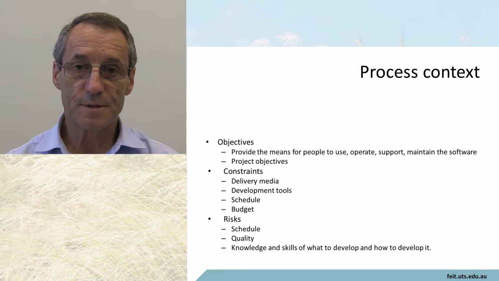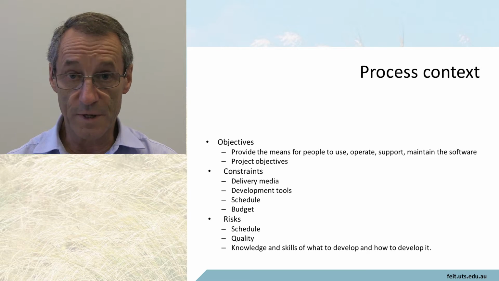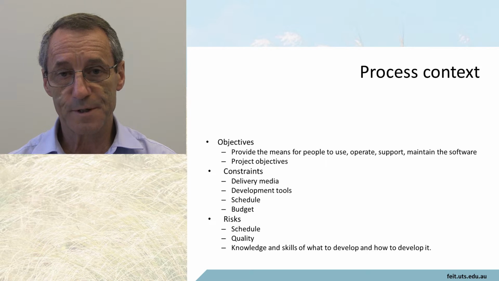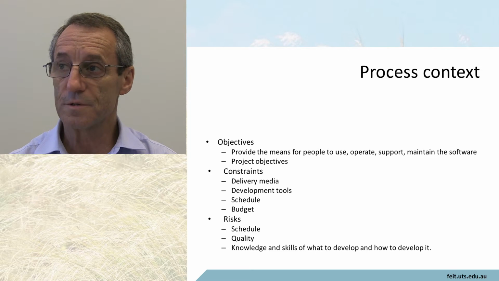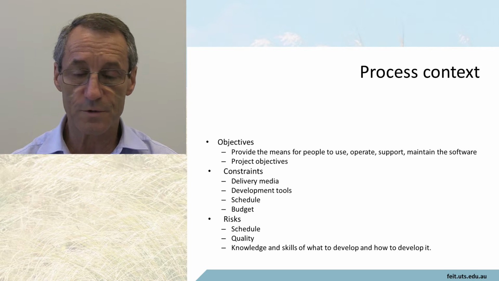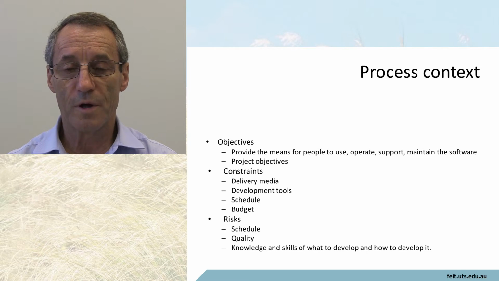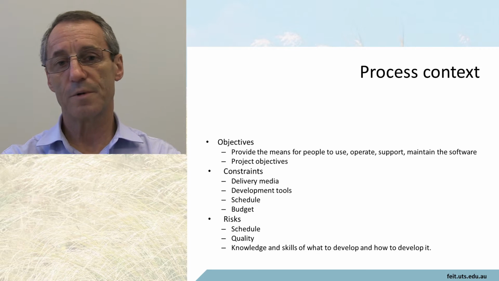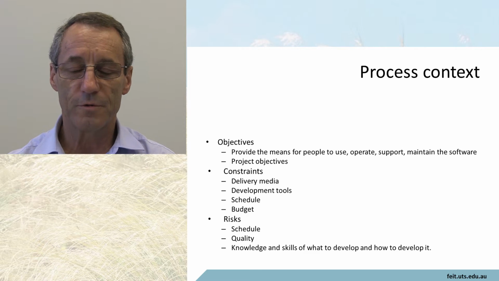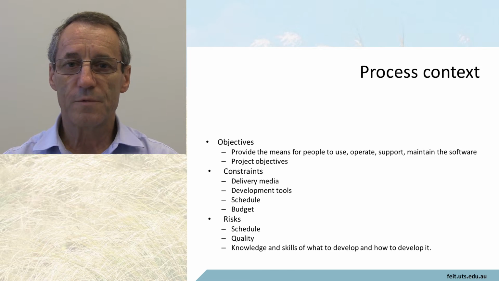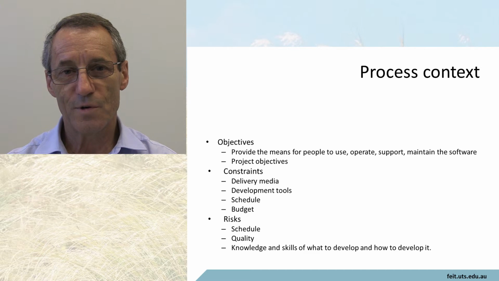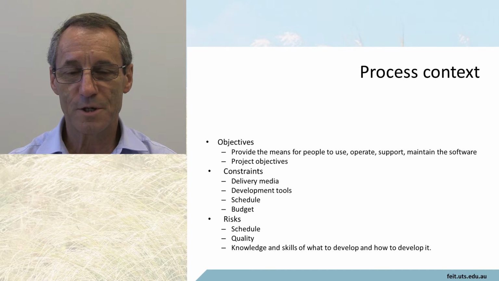The constraints, well, you're going to have constraints on the delivery medium, the development tools, the schedule, and the budget. There are some very obvious constraints. In a big system delivered to an organization, for example, you can probably afford to have printed manuals. Now, whether that's printed on PDF or printed physically is a different matter. But you could probably afford to have manuals. With software that's delivered on a smartphone, you're not going to have manuals. So how are you going to get the documentation there?